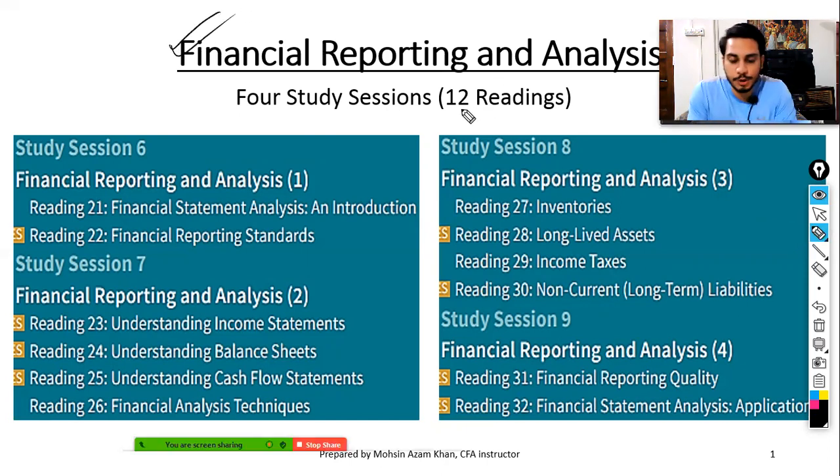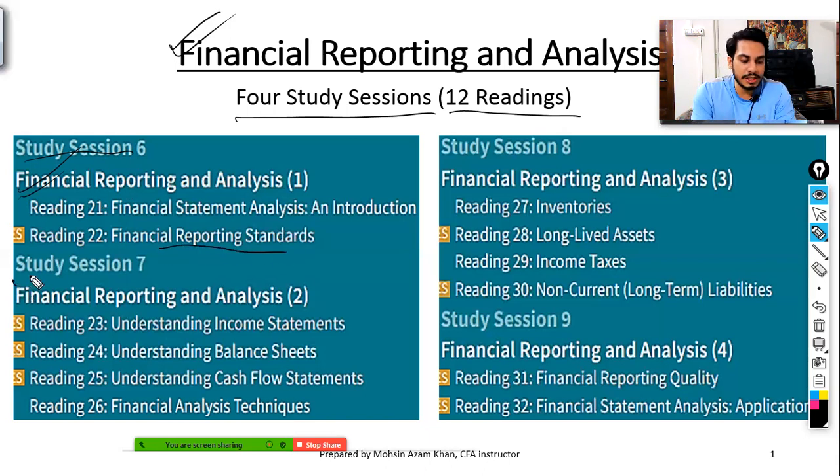This topic has 12 readings and 4 study sessions. A study session in CFA means a section of chapters, whereas a reading in CFA means a chapter. So we replace the word chapter by reading. Study session number 1, which is study session 6, is about the introduction. We just get the simple introduction of financial reporting and what we mean by reporting standards.